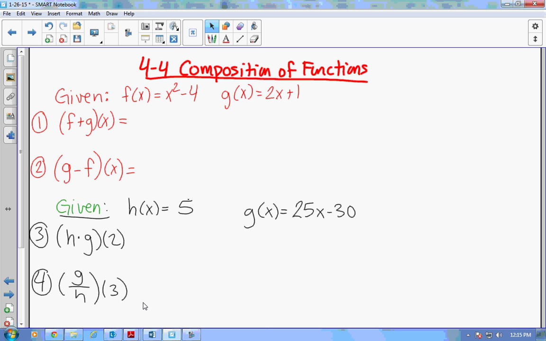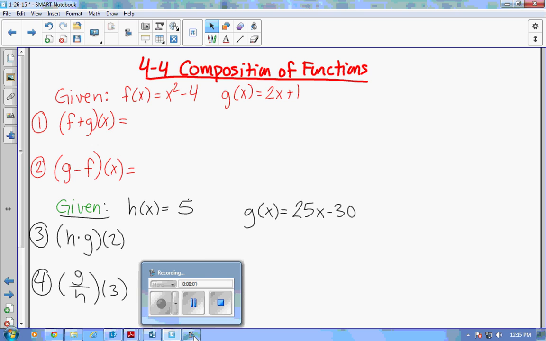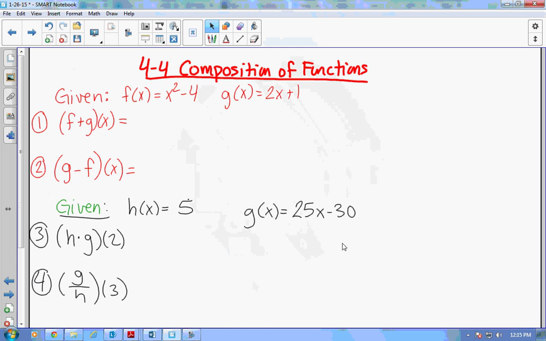Of the what? 4-4 Composition of Functions. Oh, the homework, the one for tonight? Oh, I thought you meant the video I'm recording right now. It's solving 2 variable and systems of inequalities.